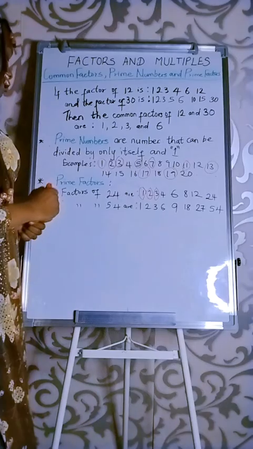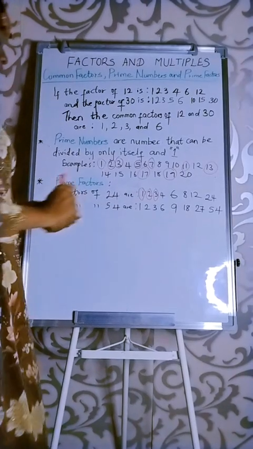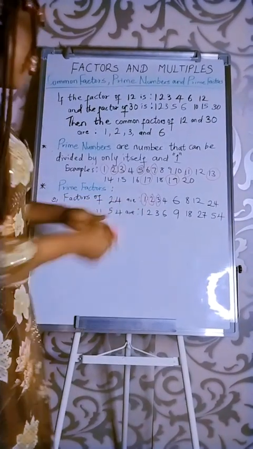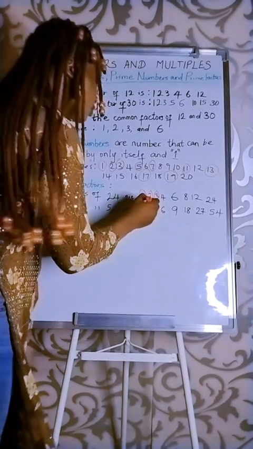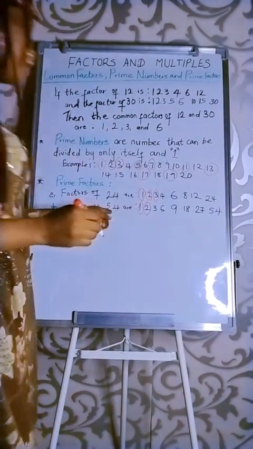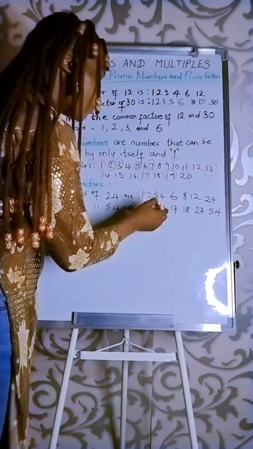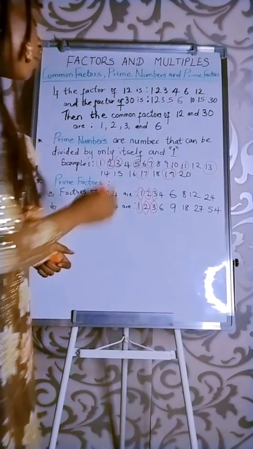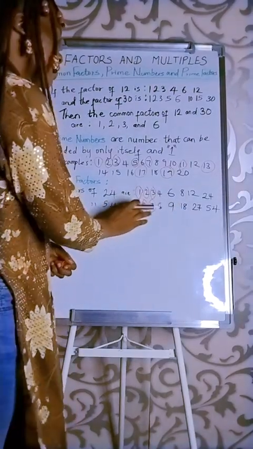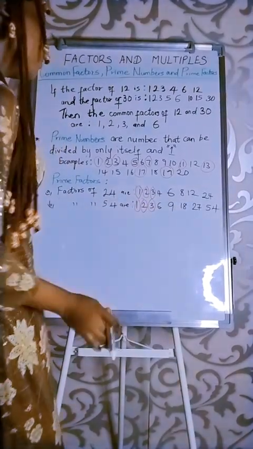So we also have 54. 1 is a prime factor of 54. 2 is also a prime factor of 54. Which other number? 3 is a prime factor of 54. Other numbers, something can divide them. 6 can be divided by 2, 9 can be divided by 3, and others.